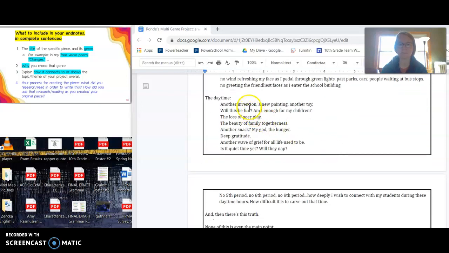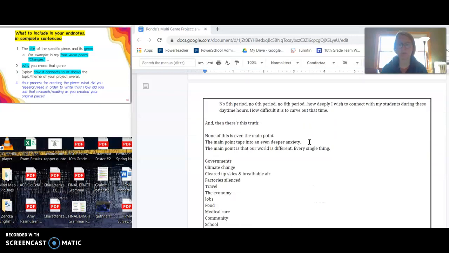The daytime. Another invention, a new painting, another toy. Will this be fun? Am I enough for my children? The loss of peer play. The beauty of family togetherness. Another snack? My God, the hunger. Deep gratitude. Another wave of grief for all life used to be. Is it quiet time yet? Will they nap? No 5th period, no 6th period, no 8th period. How deeply I wish to connect with my students during these daytime hours. How difficult it is to carve out that time.